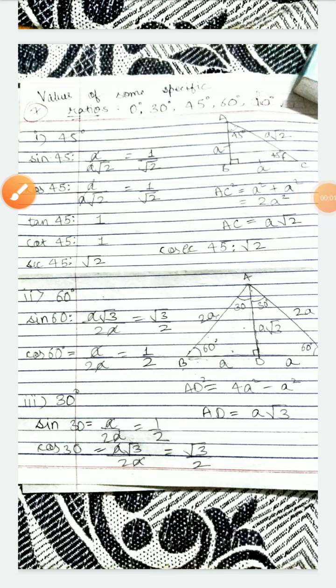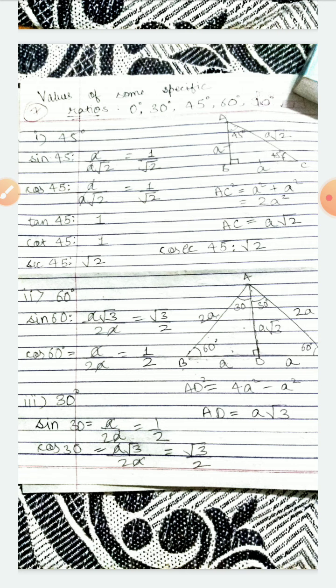Hello everyone. So today we will discuss some specific angles of a triangle. We will find the trigonometric ratios for some specific angles like 0 degree, 30 degree, 45 degree, 60 degree, and 90 degree. So let us first start with 45 degree.